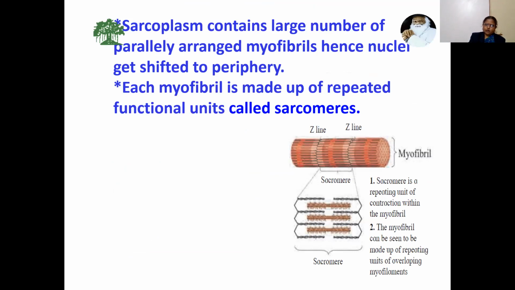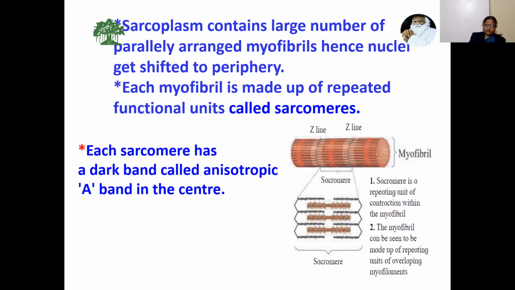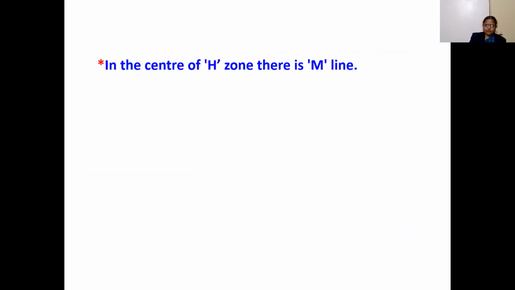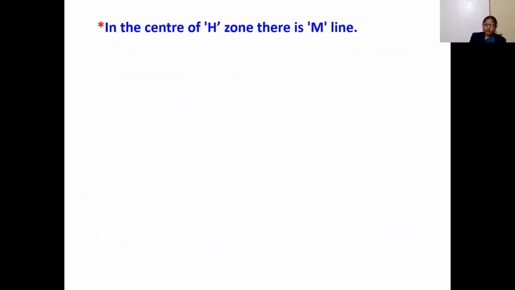Each myofibril is made up of repeated functional units called sarcomeres. The sarcomere is the functional unit. Each sarcomere has a dark band known as anisotropic, that is A band, in the center. In the center of A band, there is a light area called H zone or Hensen zone. Remember, in the center of H zone, there is M line.